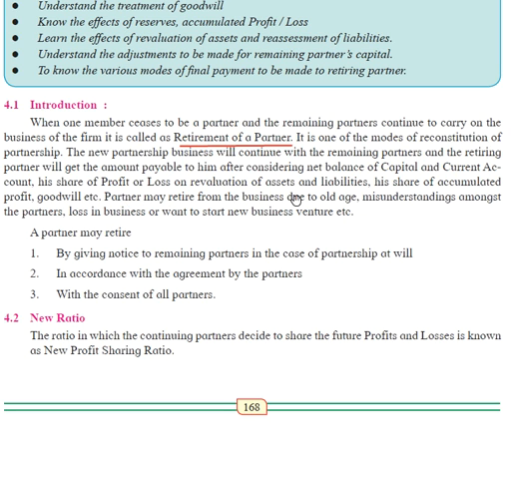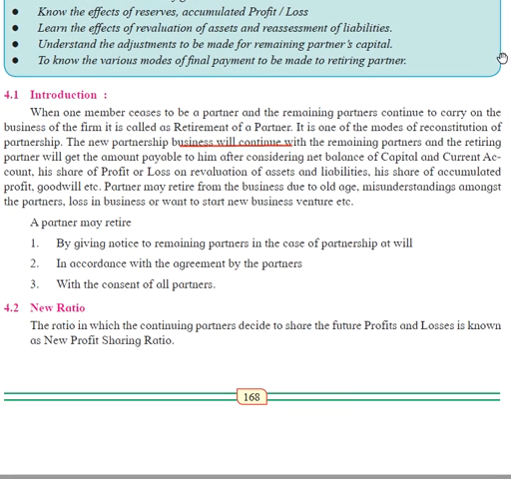A partner may retire from the business due to old age, misunderstandings among the partners, loss in business, or to start a new business venture. So he is retiring from the partnership. This is the meaning of retirement of a partner.